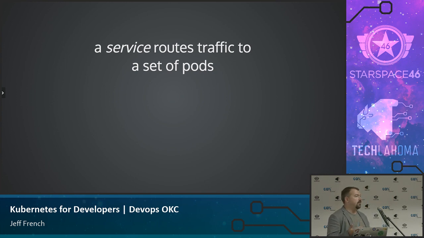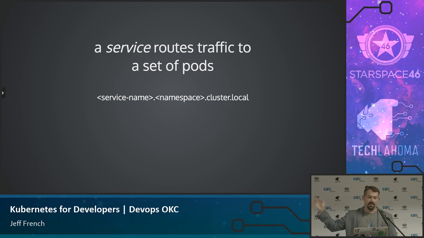Now, when you're dealing with routing traffic inside the cluster, a service actually gives you a very nice convention, if you have, which most Kubernetes clusters have, Kubernetes DNS enabled internally. So what you end up with is a DNS name like this: whatever the name of your service is, whatever the namespace that it's running in, and then .cluster.local.